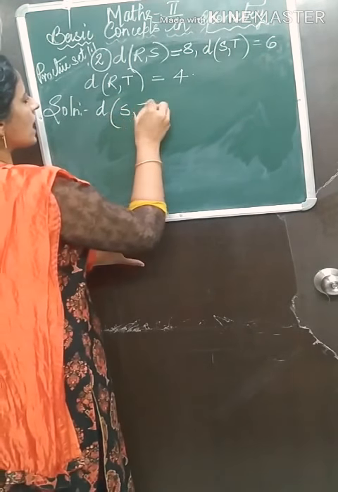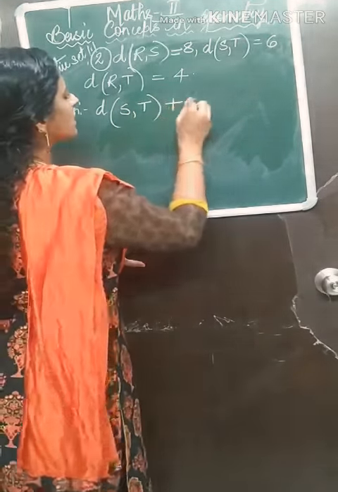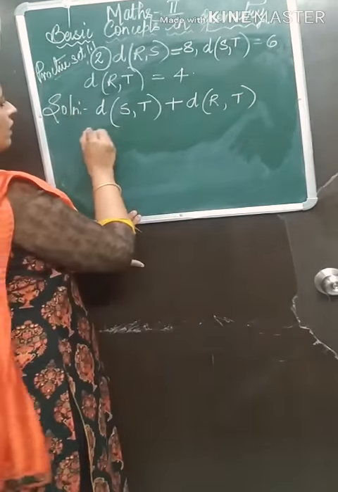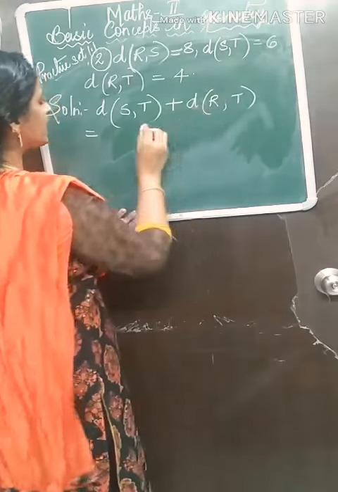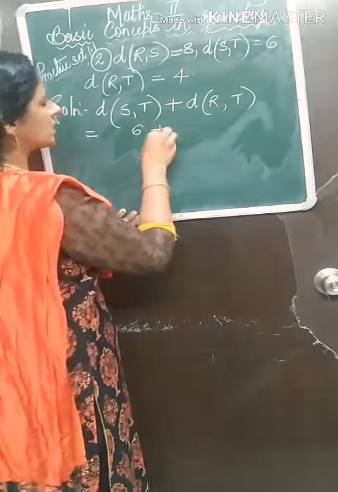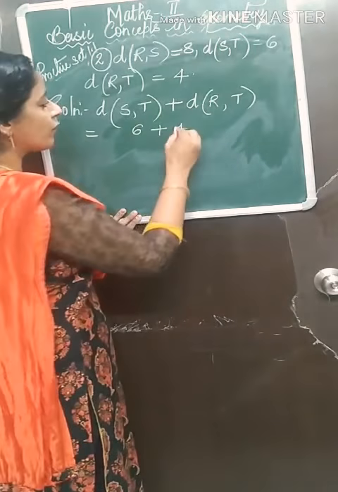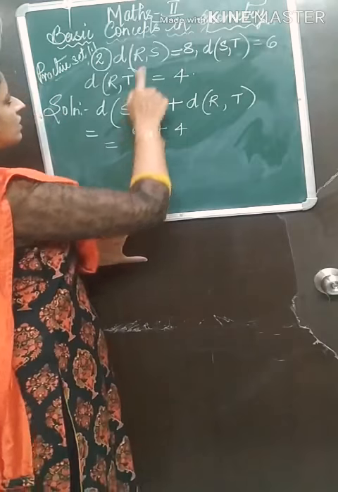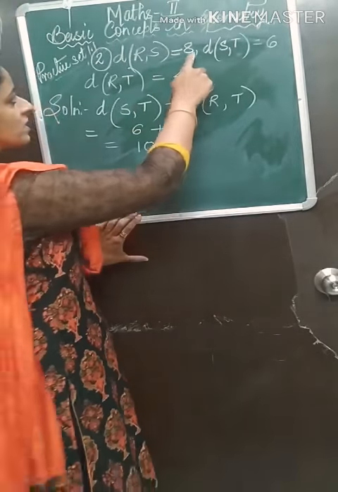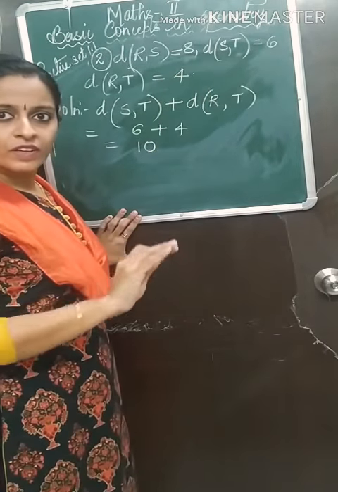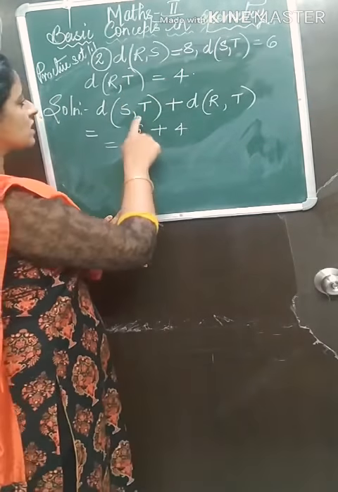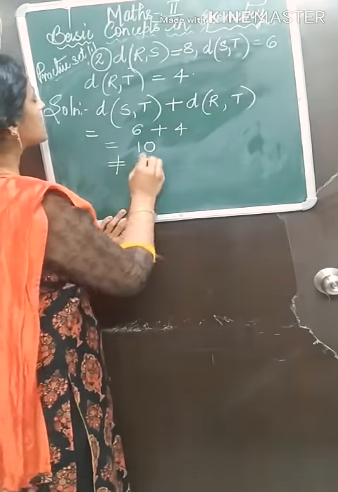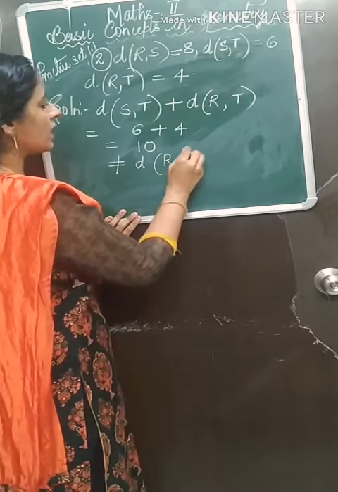Distance between points S comma T plus distance between points R comma T. What is the distance between S and T? 6, plus distance between R comma T is 4. 6 plus 4 we are getting 10. Now check the distance which we did not take. Is it 10? No, it is 8. So if you add, this is not equal to the distance between R comma S.